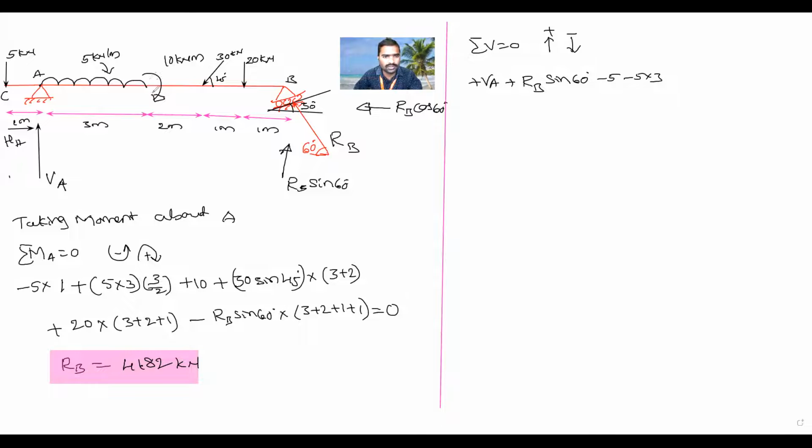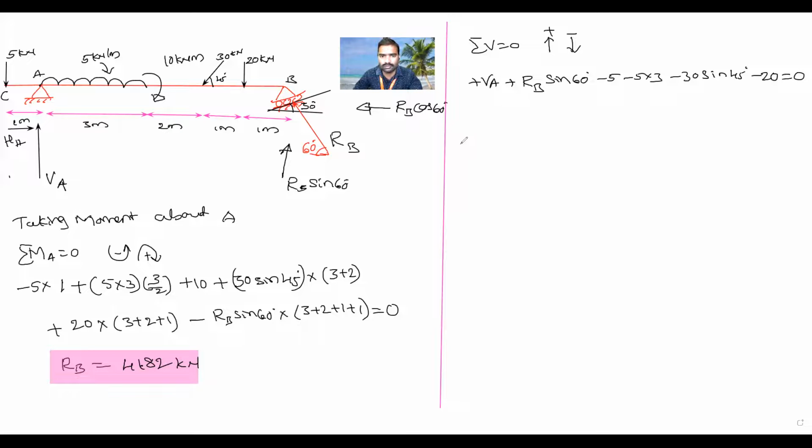Next, will you consider this moment? No. In the force equation, you are not supposed to consider. So this 30 kilonewton ka vertical component, minus. Tell me. 30 sin 45. Okay, next there is 20 kilonewton. It is minus 20. This is equal to 0.